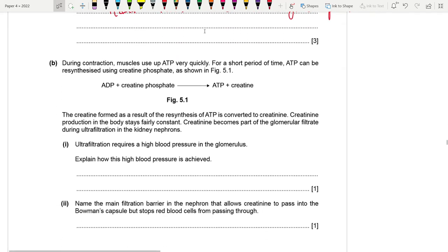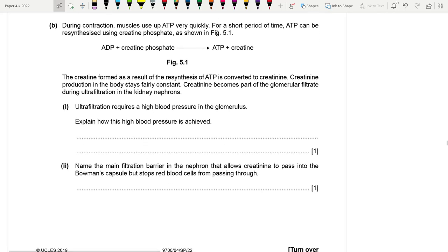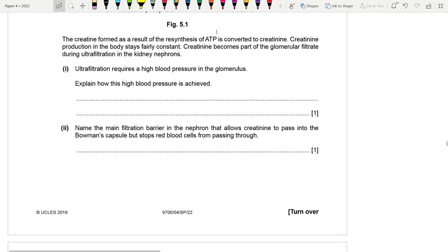During contraction, muscles use up ATP very quickly. For a short period of time, ATP can be resynthesized using creatine phosphate as shown in figure 5.1. The creatine formed as a result of the resynthesis of ATP is converted to creatinine. Creatinine production in the body stays fairly constant. Creatinine becomes part of the glomerular filtrate during ultrafiltration in the kidney nephrons. Ultrafiltration requires a high blood pressure in the glomerulus. Explain how this high blood pressure is achieved.